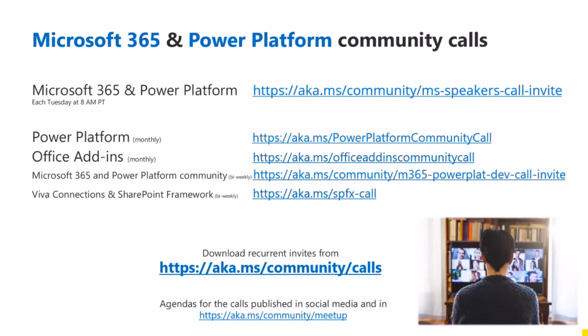Of course, our monthly Power Platform call, which is next week with a trio of first-time presenters as well. So we're excited for that. We've got our Office add-ins monthly call. And then, of course, our bi-weekly sibling calls. This is the one you're on right now, Microsoft 365 and Power Platform Community. And then, of course, our Viva Connections and SharePoint Framework. So definitely get those added to your calendar, and you can do that from our new site, right? Or you could go to aka.ms/community/calls, and you'll be able to download those individual ICS files, get them added to your calendar so you won't miss a single call.